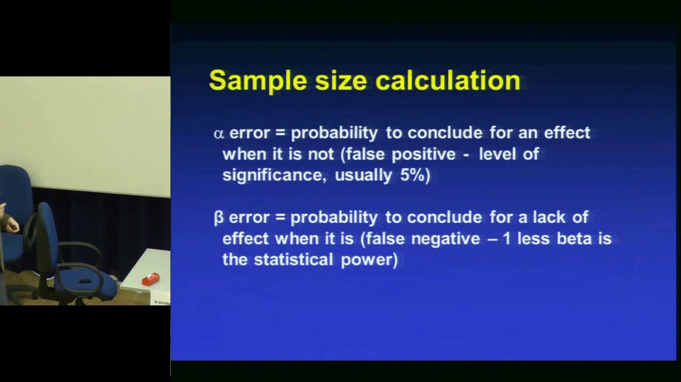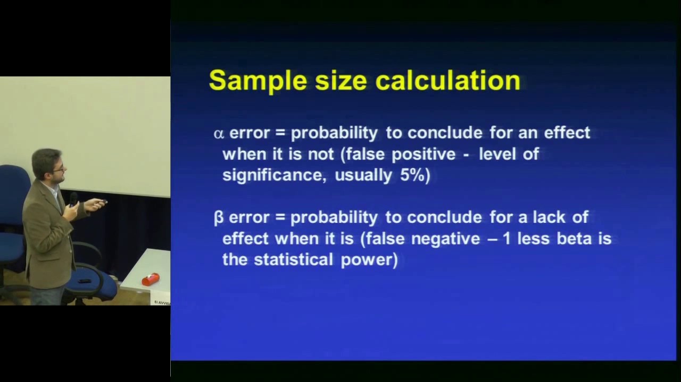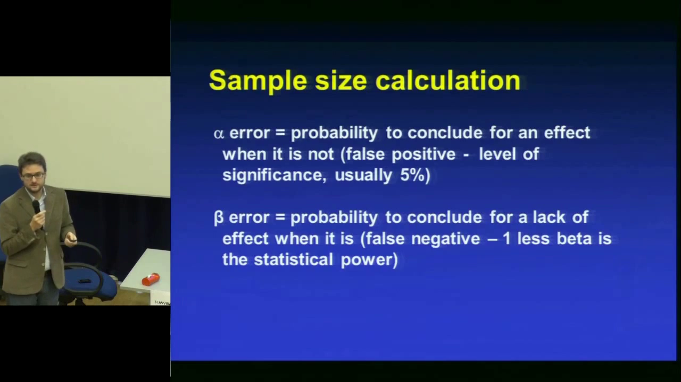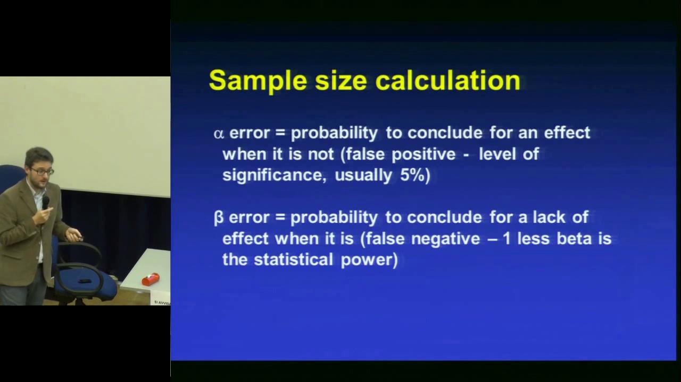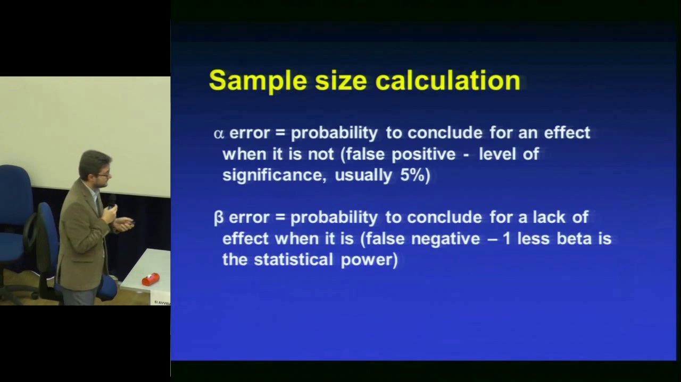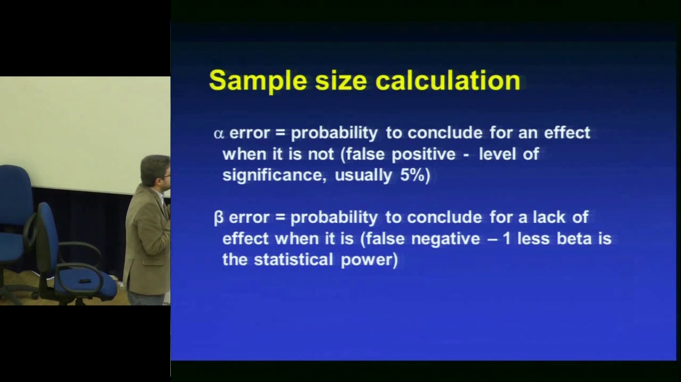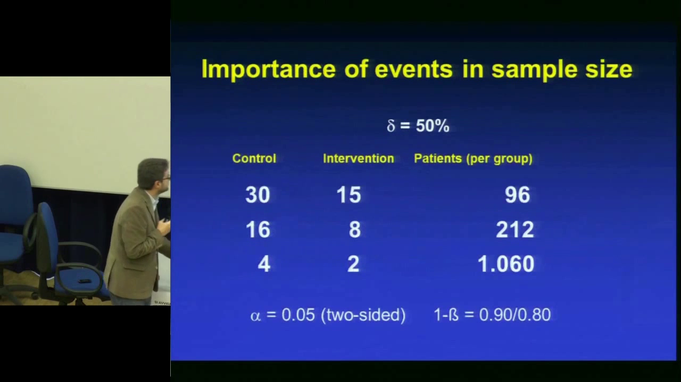But I will ask you: would you take a medicine, a pill, a drug with a 10% risk of not being effective? No, you will never take that. Beta error usually by definition is 20%. We are a little bit less conservative because we can say no effect. And that's important when another treatment is available for the physician.